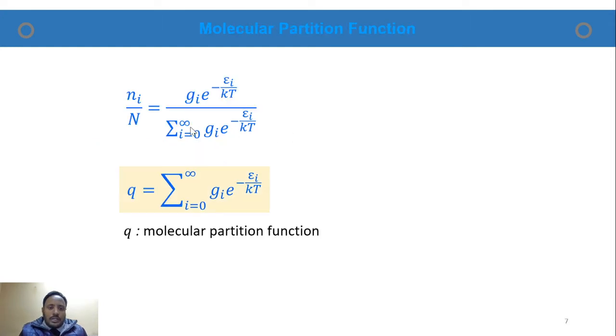Now the denominator in the Boltzmann distribution law, which is the summation of Gi multiplied by e to the power minus Ei by kT, is denoted by the letter q, little q, and this q is called the molecular partition function. Why is it called so? Because it relates to the partition function of a single molecule. How is it useful? Let us look at it.